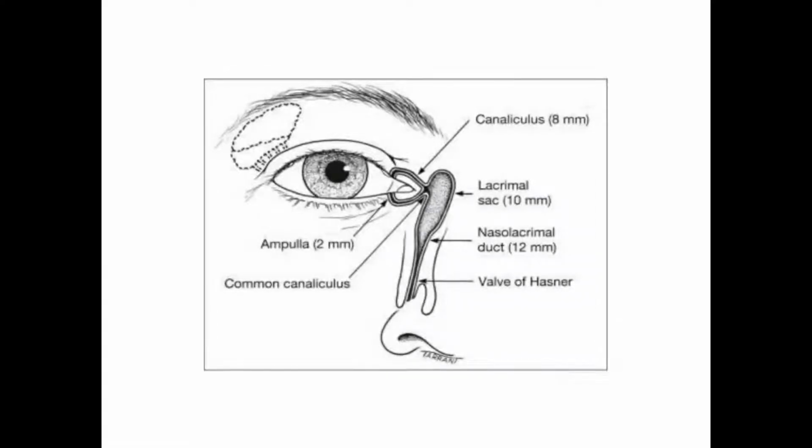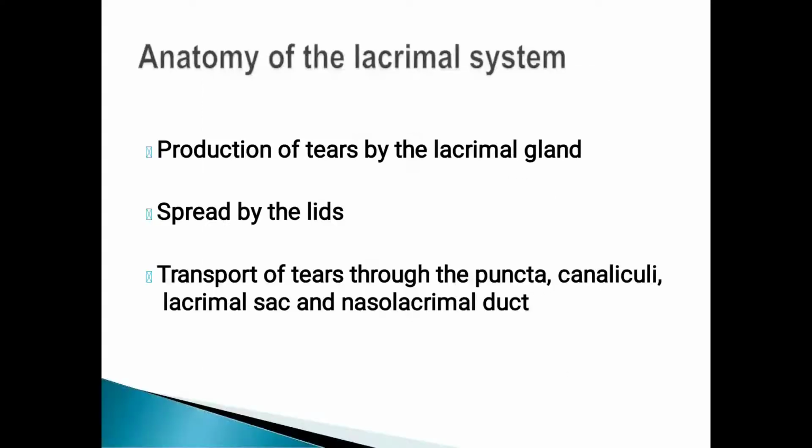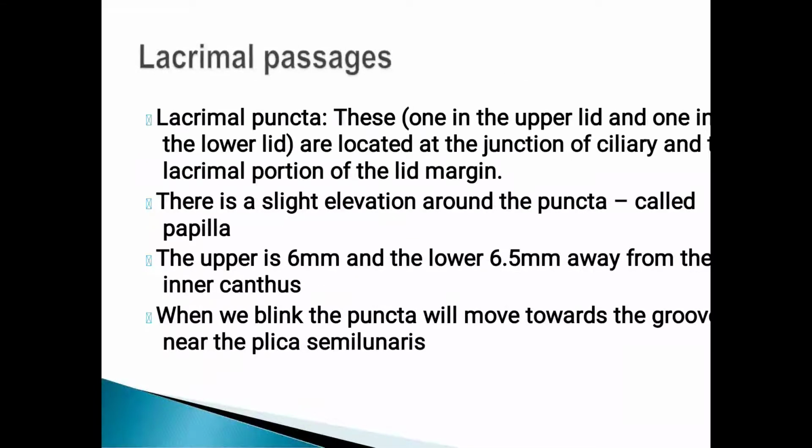by the lacrimal system. So the lacrimal system comprises, friends, the lacrimal punctum, then lacrimal canaliculus, lacrimal sac, nasolacrimal duct, and finally they are drained into the nose. So let us summarize the anatomy of the lacrimal system. The tears are produced by lacrimal glands, then they are spread by the lids, and the transport of tears is done through the puncta, canaliculus, lacrimal sac, and nasolacrimal duct.